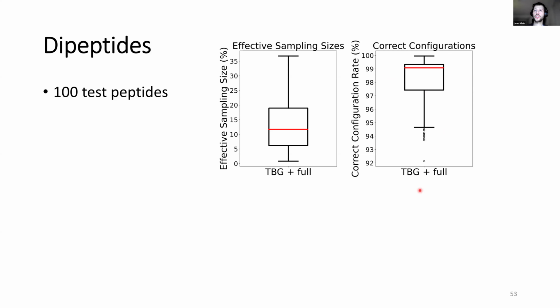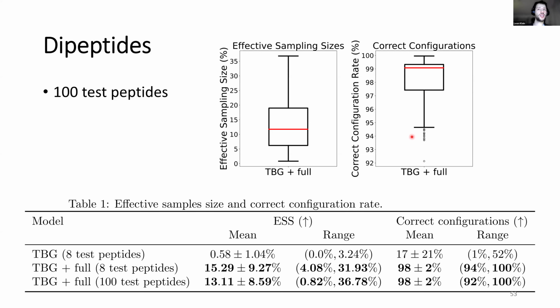The ones where it doesn't work so well are usually those with a ring, because it's easier to do something wrong so that the topology doesn't work out. And here I'm showing the results again in a table, where you can see in the bottom row, that's the important one, that we get a good effective sample size for nearly all dipeptides and also correct configurations for most of them.